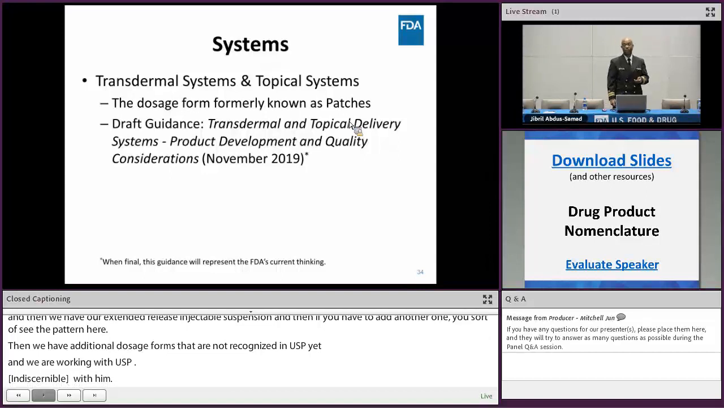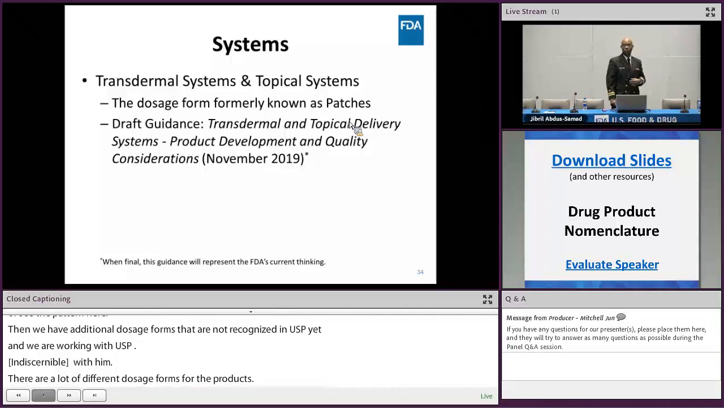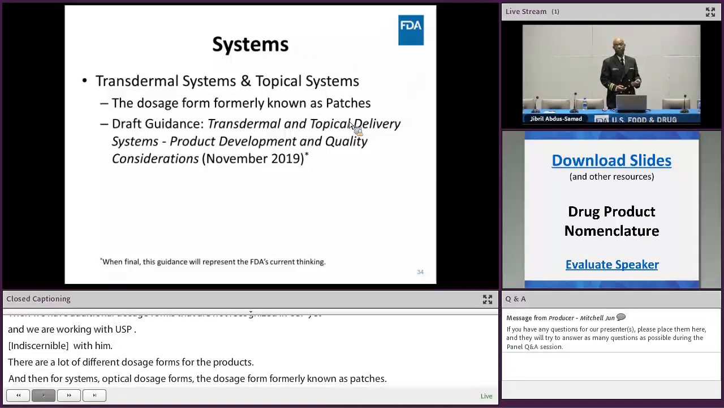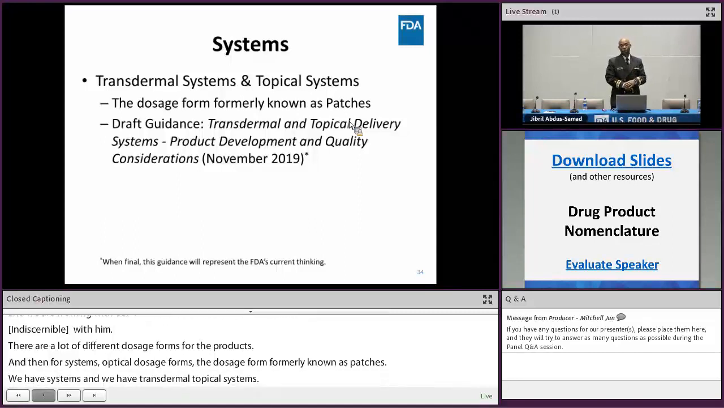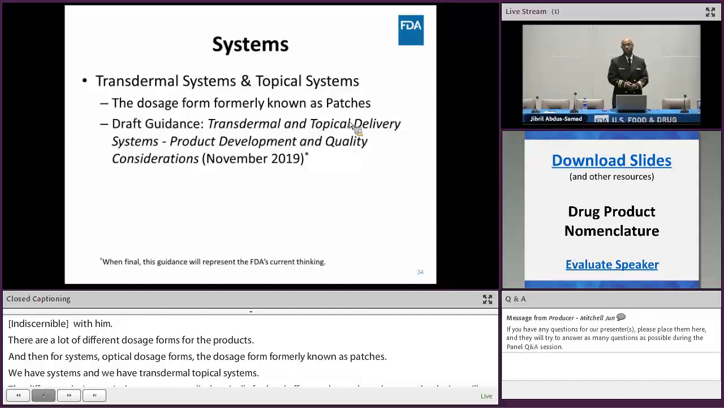And then for systems, topical dosage forms formerly known as patches. We have systems. So we have transdermal systems and we have topical systems. The difference being the topical systems are applied topically for a local effect, whereas transdermal systems are designed to release through the dermis and into systemic circulation. And we have a recent guidance, OPQ, the recent guidance on development of topical and transdermal systems.